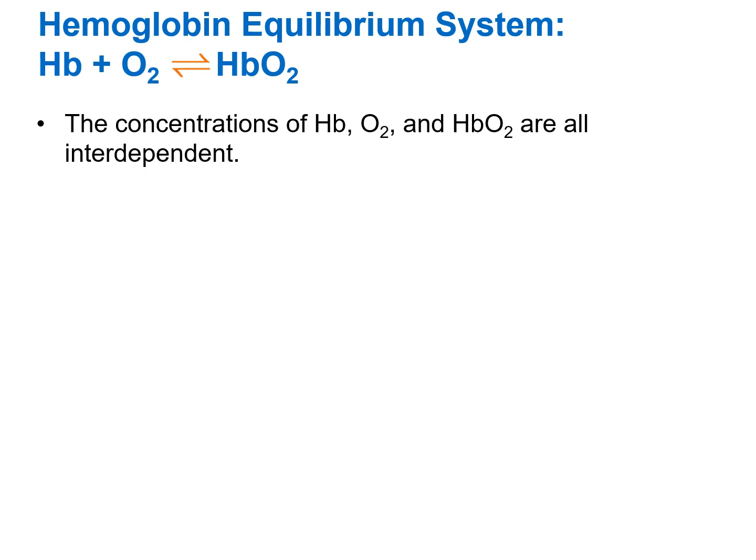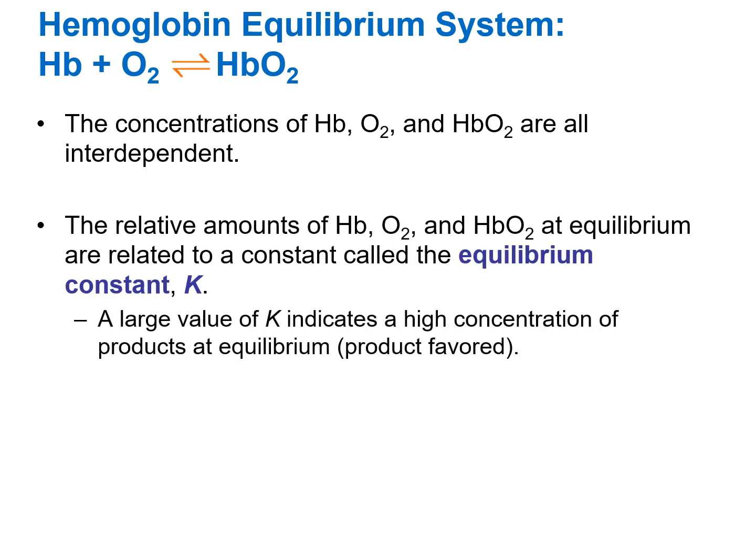The fact that we have hemoglobin and oxyhemoglobin all in one equation says that these concentrations are interdependent. And the relative amounts of each one of these at equilibrium can be calculated into what's called an equilibrium constant, or K. The deal with K is that a large value of K indicates that a high concentration of products is favored at equilibrium, whereas a small value of K indicates that a high concentration of reactants is favored at equilibrium. So let's take a peek at what's actually happening with this equation in different scenarios.